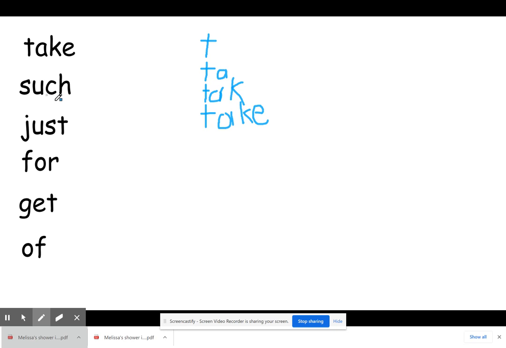Okay, our next word is such. It's got the digraph at the end, the two letters that make one sound, such. So I'm going to start off with my S, so go ahead and do it with me. S, S-U. Think about what the next line is going to have. What letters? What three letters? S-U-C. S-U-C-H. Such.